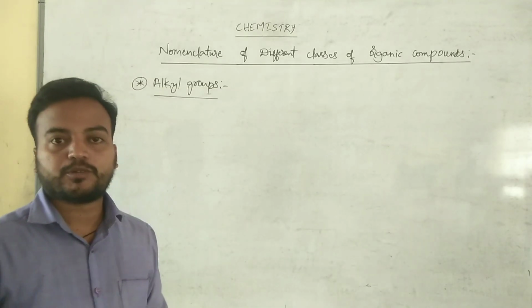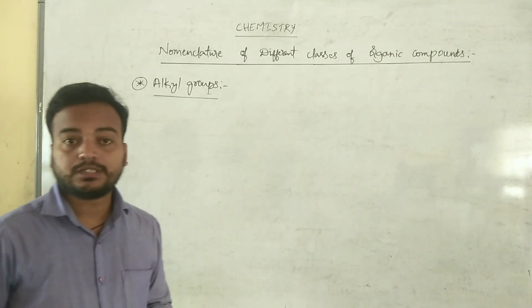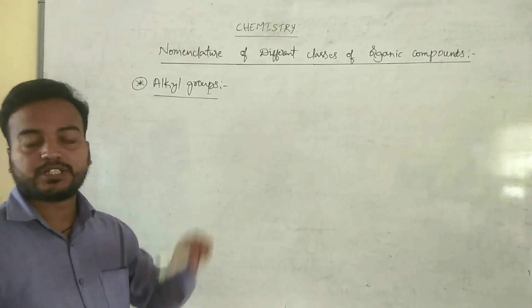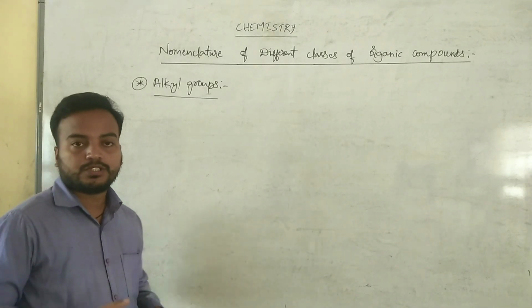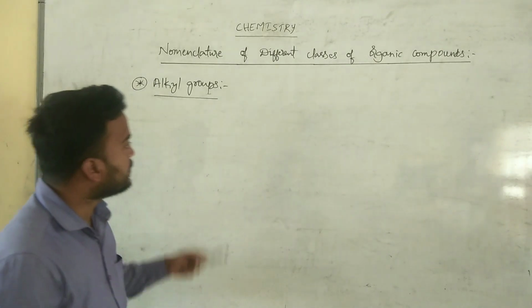Hello students, welcome to part 9 of the chapter Organic Chemistry, some basic principles and techniques. Last class we studied nomenclature of different classes of organic compounds. In that we studied alkenes, and now we move on to the next part.